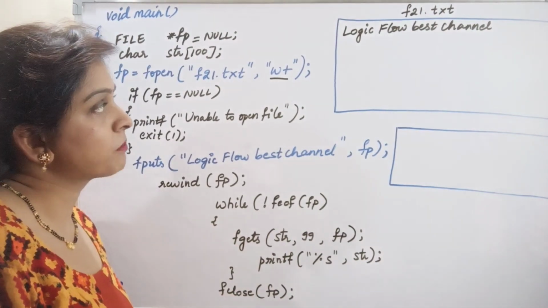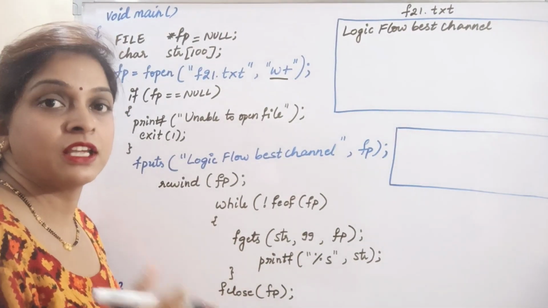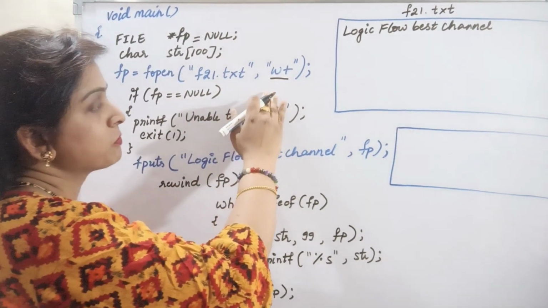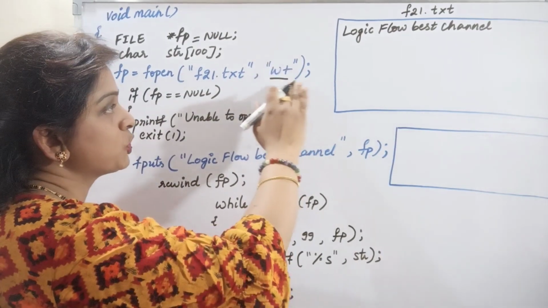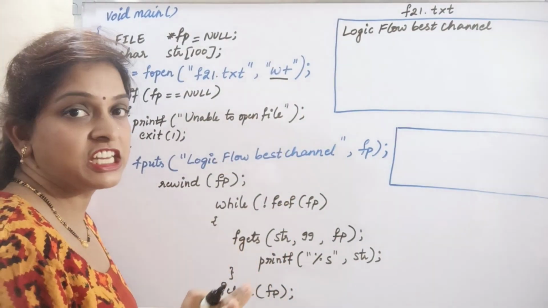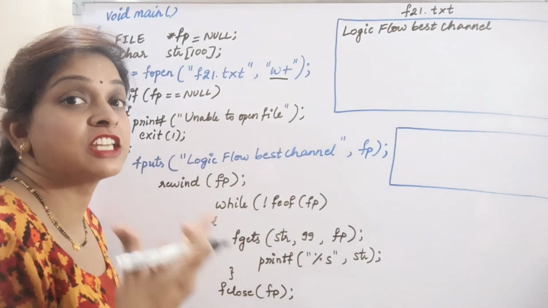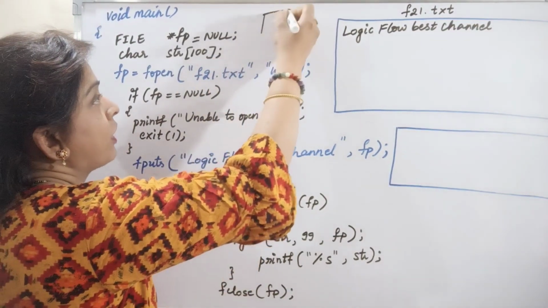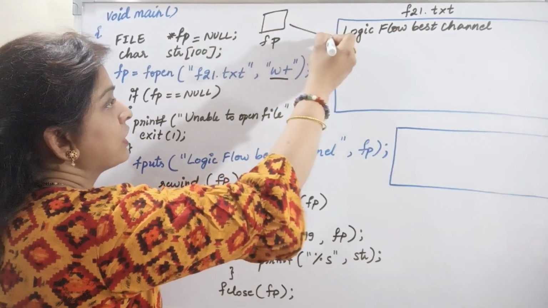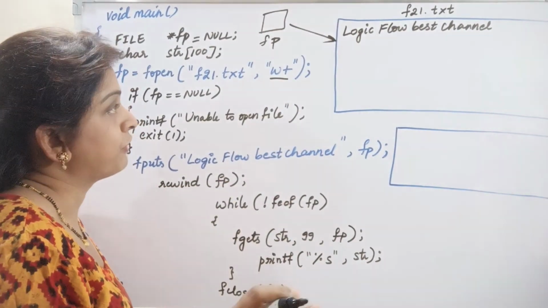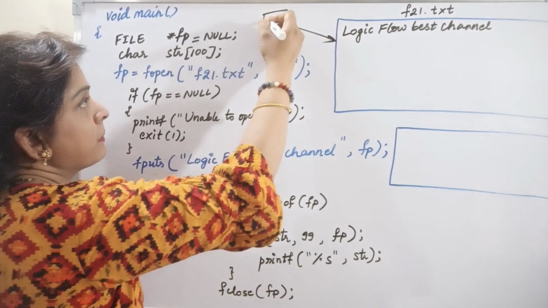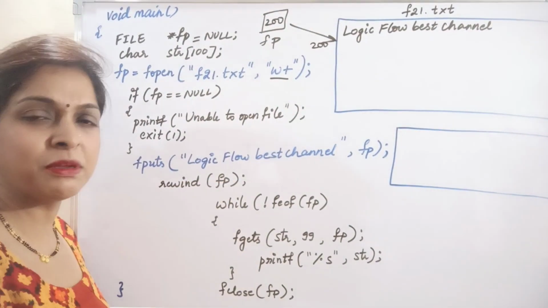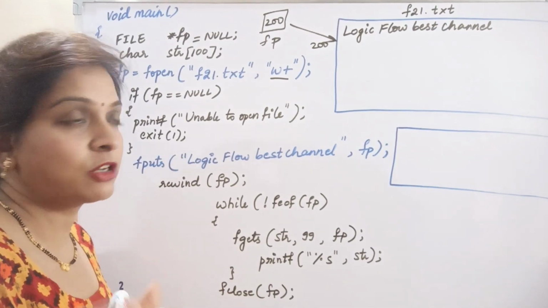We have discussed this w+ mode in the previous videos, please do check out the playlist. Okay, in w+ mode, I am opening the file. Let us assume f21.txt does not exist, so it is going to create a new file f21.txt and the pointer fp will be pointing to that file. So fp will be pointing to the location, say 200. It is pointing to the location 200, means it is pointing to the file f21.txt.